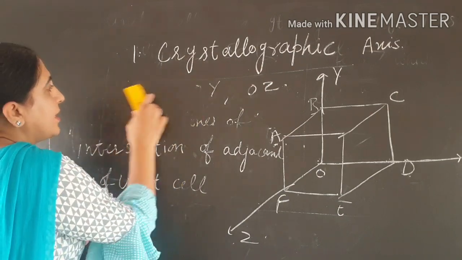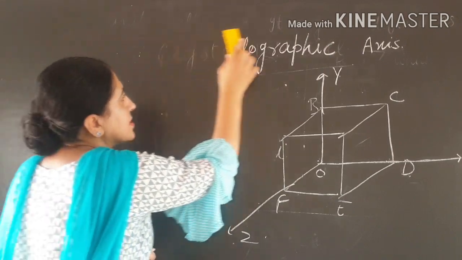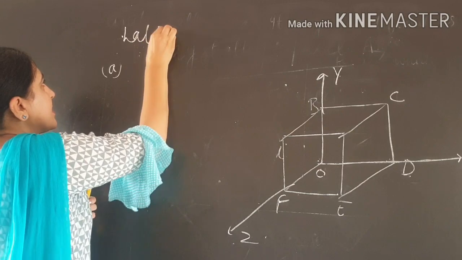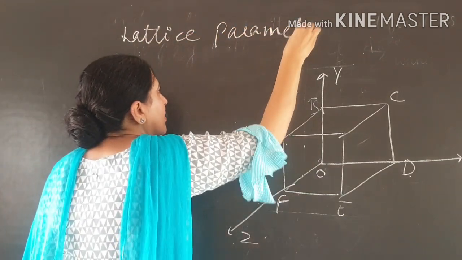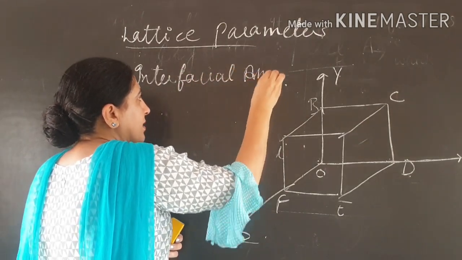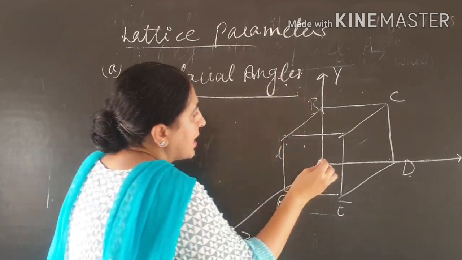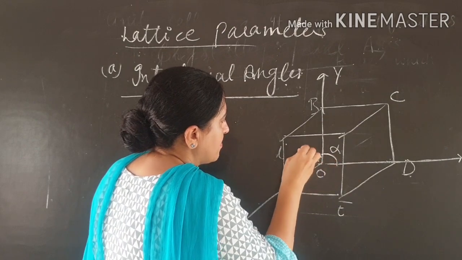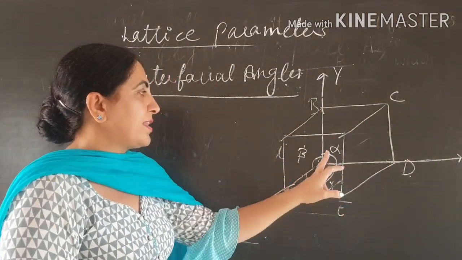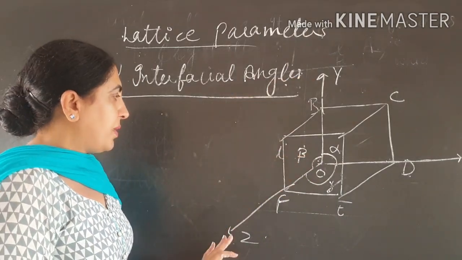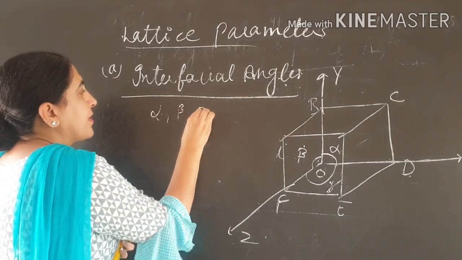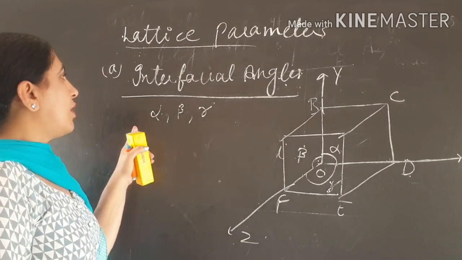Then second is interfacial angles. These are the lattice parameters. Interfacial angles, like this between OX and OY, alpha, this is beta, this is gamma. So the angles between the crystallographic axes, between OX and OY, that is alpha, between OY and OZ, that is beta, between OZ and OX, that is gamma. So these are alpha, beta and gamma. These are the angles between the crystallographic axes, and these are called interfacial angles.